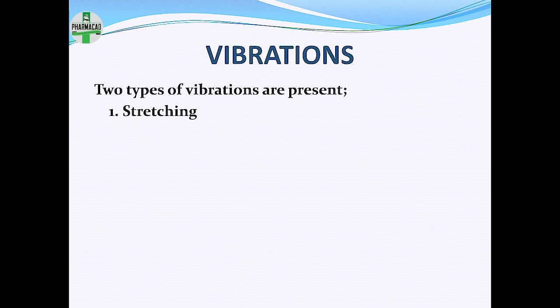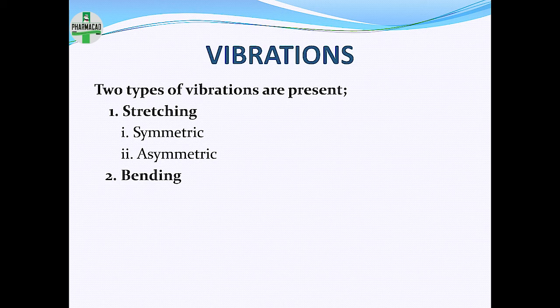Basically we have two types of vibrations. One primary type is the stretching vibration. In this stretching vibration, the bond length will either increase or decrease. Whenever the bond length of an atom or a molecule is increasing or decreasing, we say that it is undergoing a stretching vibration. And stretching vibrations can be of two types, symmetric and asymmetric.